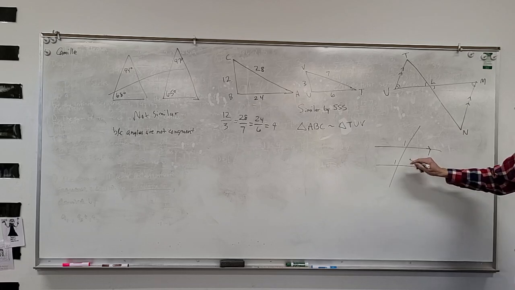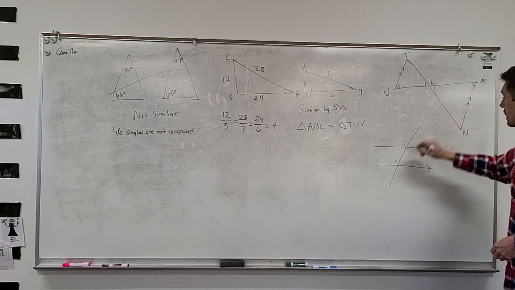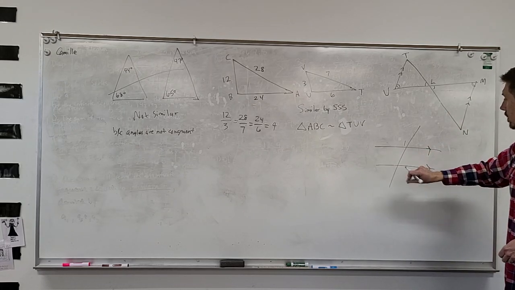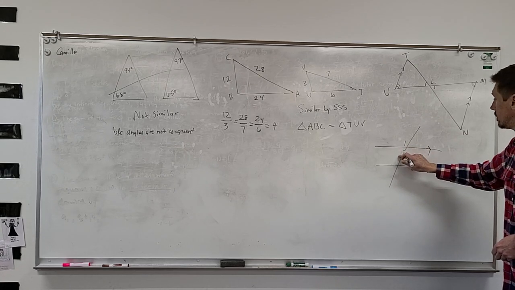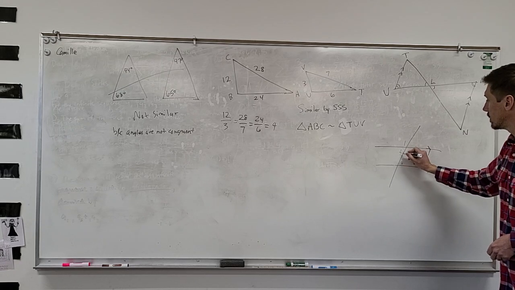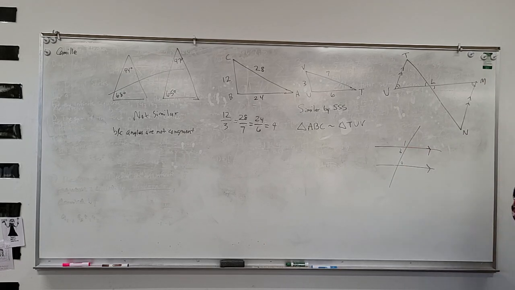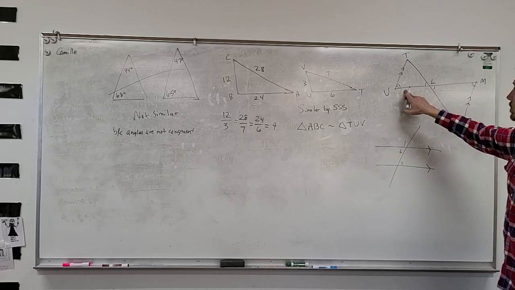Or I'm sorry, these angles, not those. I did it wrong, right? These angles, wait a minute, it's these angles, sorry. These angles are the same, right? So what'd you say? Consecutive interior or alternate interior. Alternate interior angles are the same, right? So that's why these two are identical.